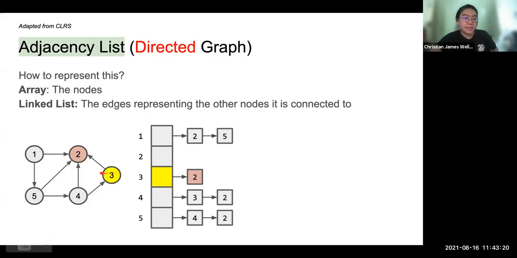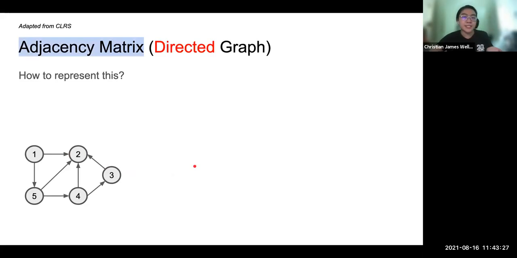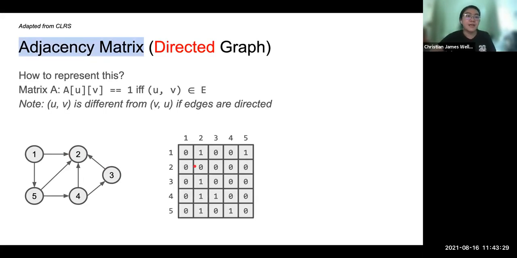For 2, then for the node 3, it only goes to 2, and so on, right? Adjacency matrix of directed graph is the same definition, but it matters. Now, UV is an ordered pair. UV is different from VU if edges are directed.